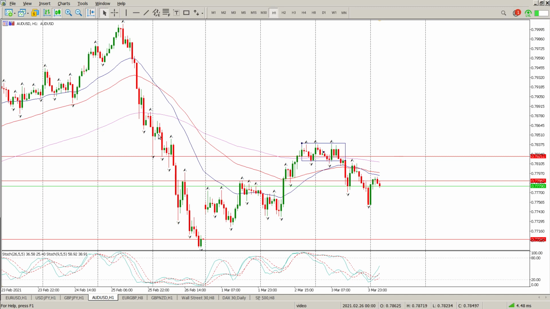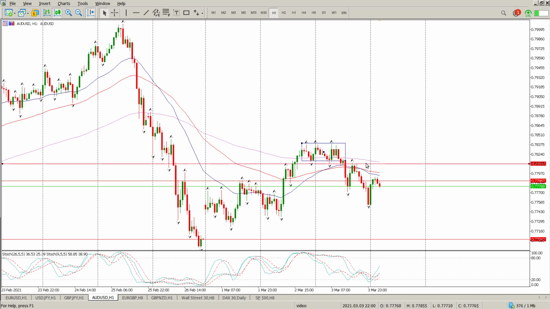And all of that while the moving averages are in a bearish. Well, not all of them, but the 155. We're below the 155, which is definitely bearish. So for this, I'm looking for pullbacks to sell into, to be honest.